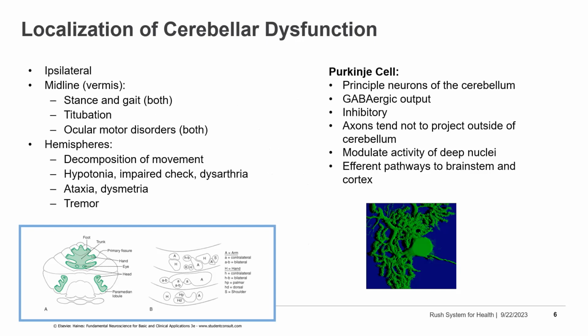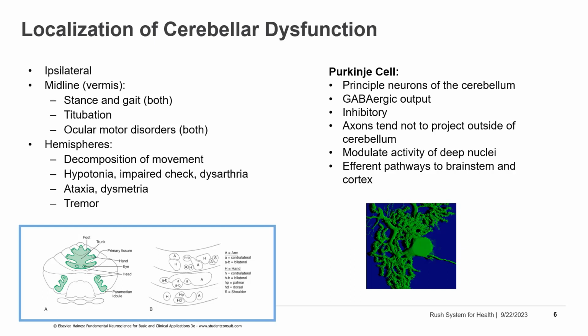So the vermis supplies cerebellar function to stance and gait and to the eyes. If you have an abnormality in the vermal area of the cerebellum, you're going to notice mostly gait ataxia, and you're going to have potentially titubation if it's very severe. Titubation is this inability to maintain your stance or maintain your posture, and it will manifest as slight movements of the entire body.